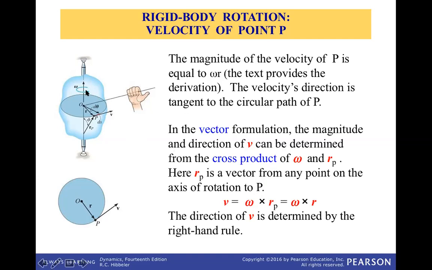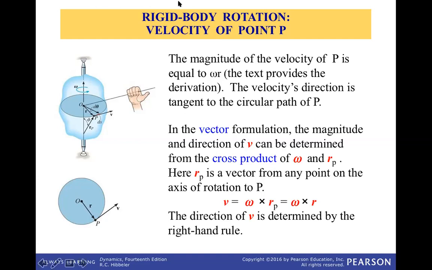To implement that, we use the right hand rule. If your four fingers curve around with the direction of omega, the rotational motion, then your thumb points in the vector direction of omega. This only gives you the convention for the direction of omega, which is positive upward in this case.